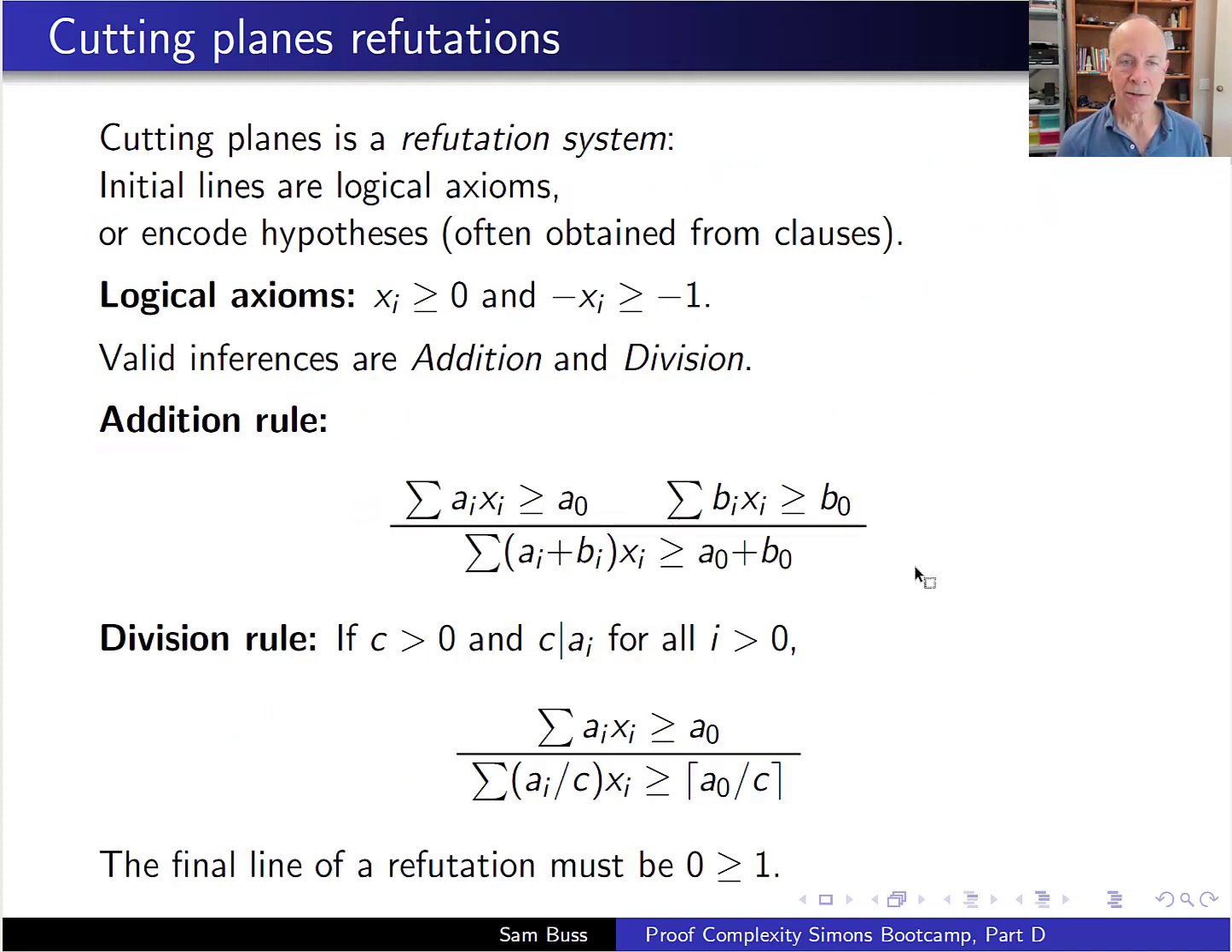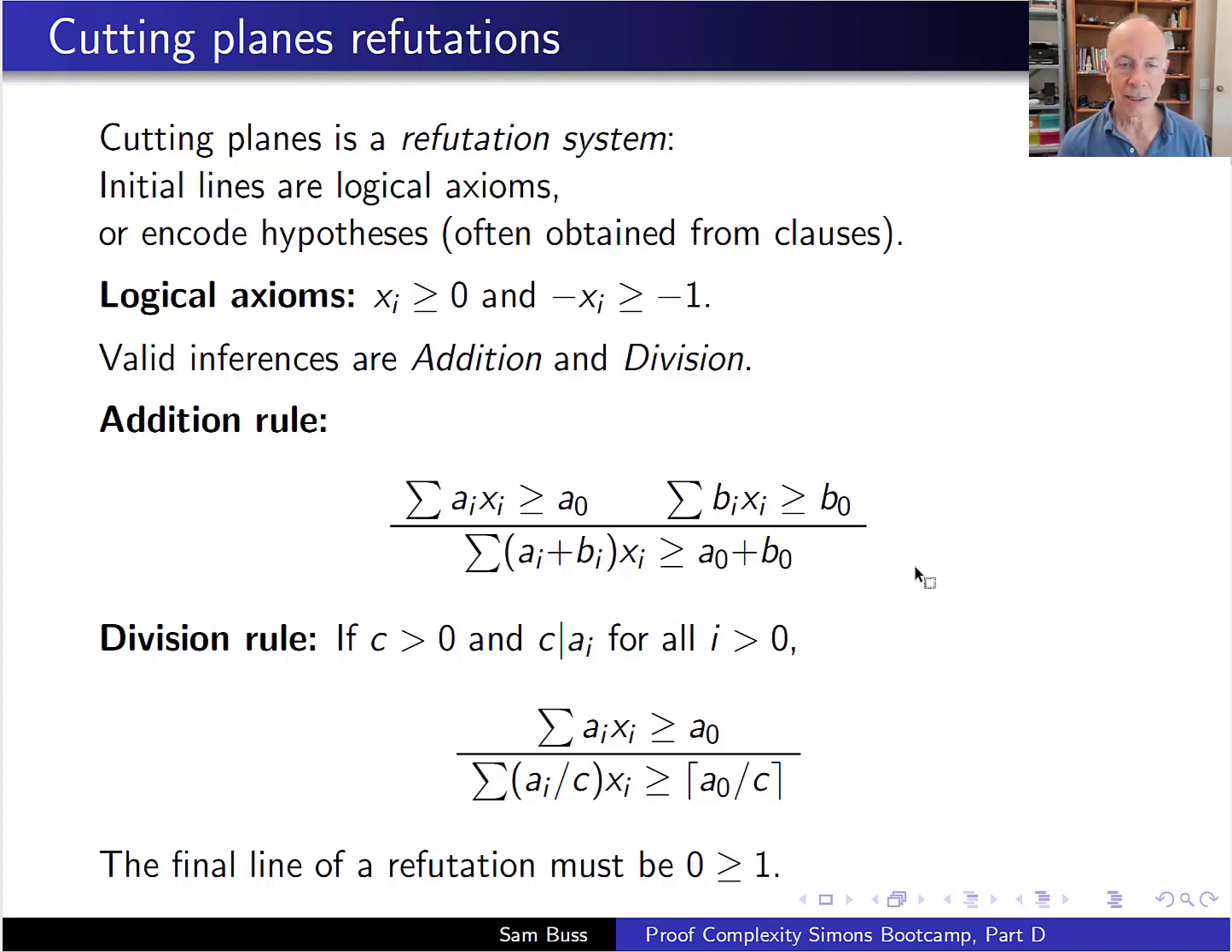Cutting planes, like resolution, is a refutation system. We start off with two types of initial axioms and then hypotheses. And the hypotheses are linear inequalities, and we're trying to refute that they all hold at once with integer solutions, especially 0, 1 valued solutions. So the logical axioms are xi greater than or equal to 0 and negative xi greater than or equal to minus 1. And this reflects the fact that each xi has value either 0 or 1, so it's bounded between 0 and 1.